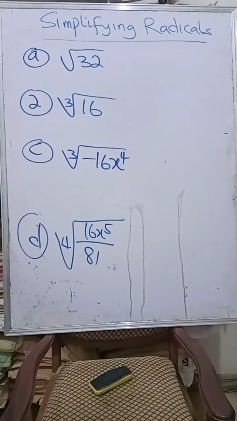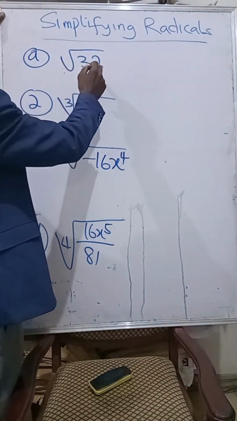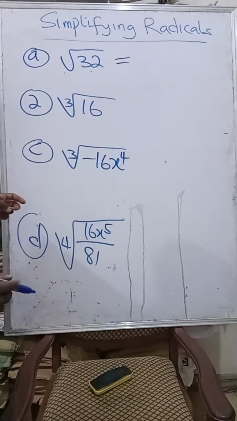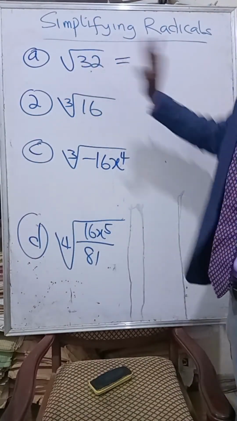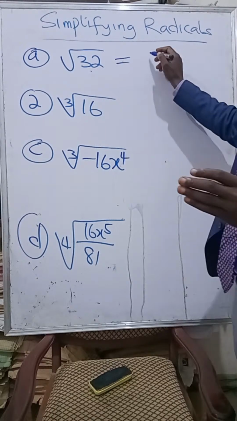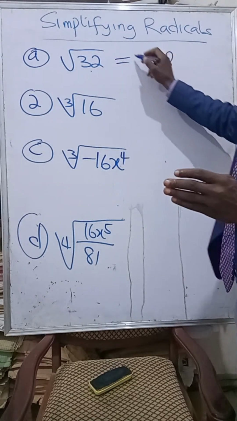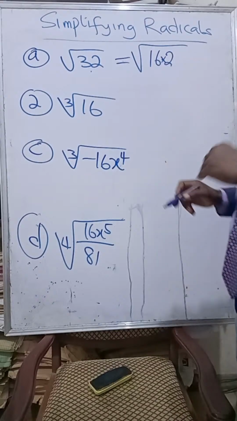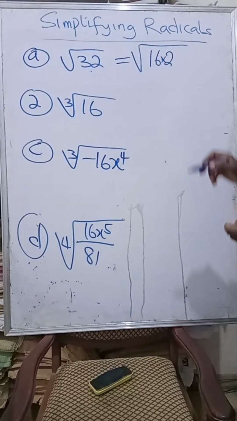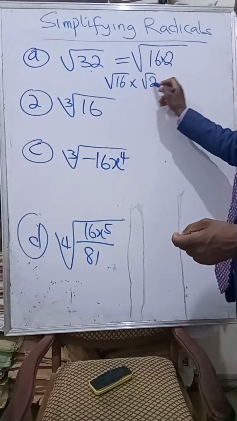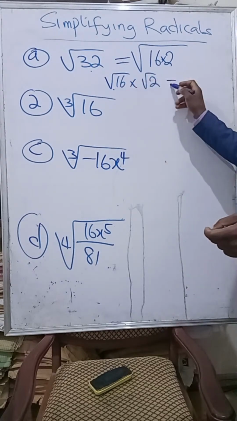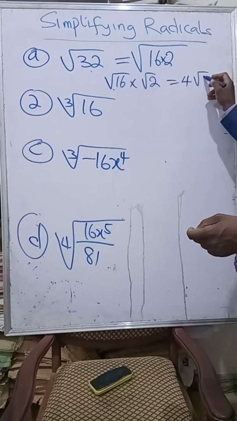Okay, so let's continue. The first one, we have square root of 32. This will be equal to what? Actually, there is no perfect square root of 32. We're going to split into 2. That will be 16 and 2, 16 times 2, such that one of them will have a perfect square root. That will be root 16 times root 2. And then root 16 is what? It's 4. So 4 times this. I finished that.